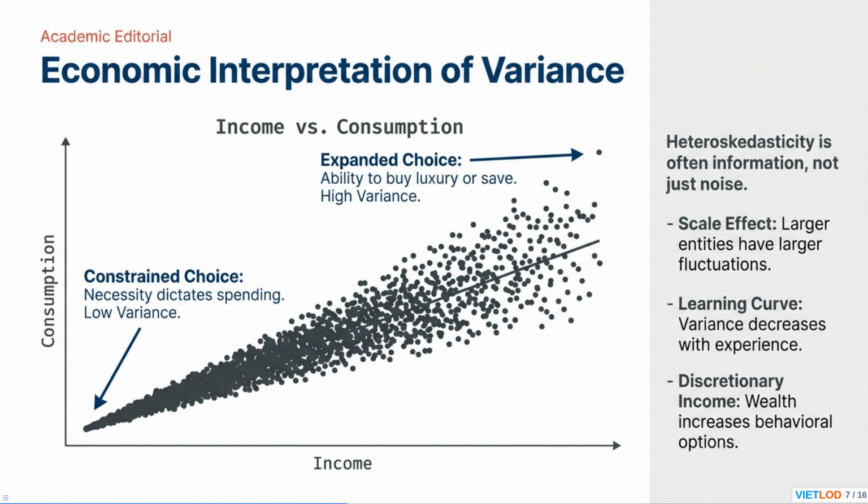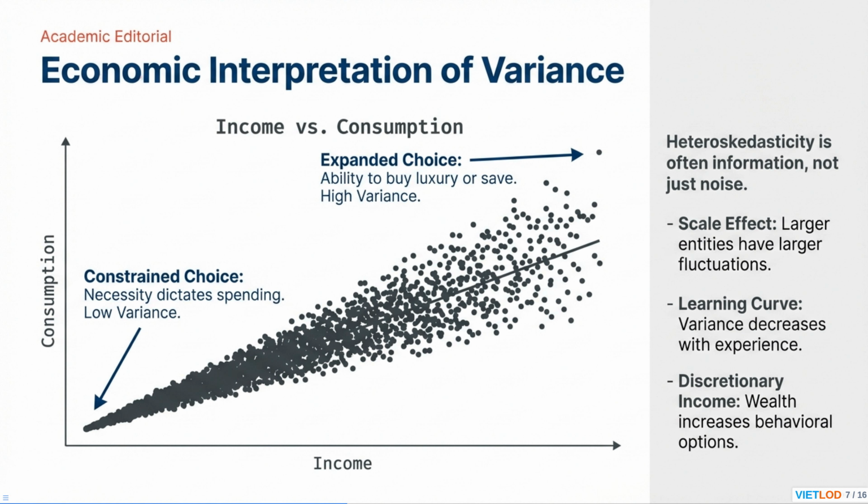Heteroskedasticity is more than a mathematical problem. It is a window into human behavior. Look at this scatter plot of income versus consumption. At low income levels, we see constrained choice. When necessity dictates every dollar spent, variance is naturally low. But as income grows, choices expand. High-income individuals can choose to save or splurge on luxury, leading to the high variance we see in the expanded choice zone.